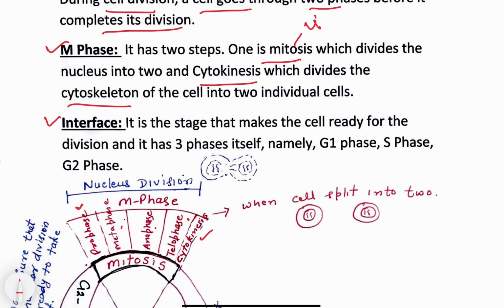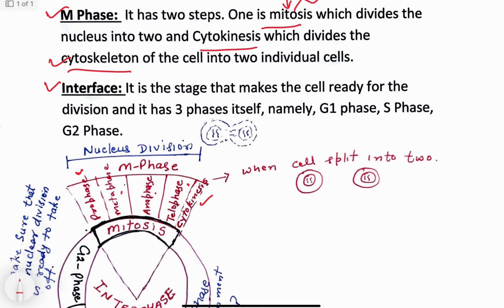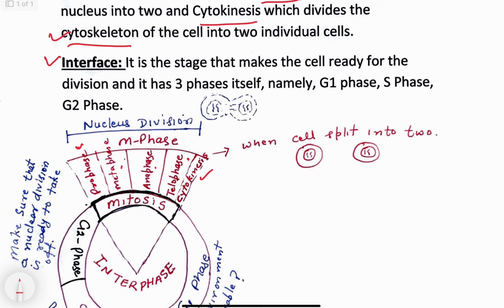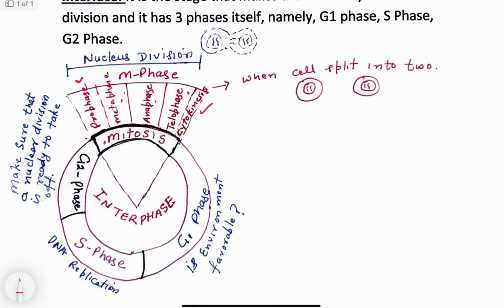Altogether, four phases are included in mitosis, and cytokinesis is itself. So these are the two stages of M phase. Then we're going to talk about interphase. Before it gets to mitosis, the cell goes through this whole cycle of interphase. Interphase has three stages: G1, S phase, and G2 phase.